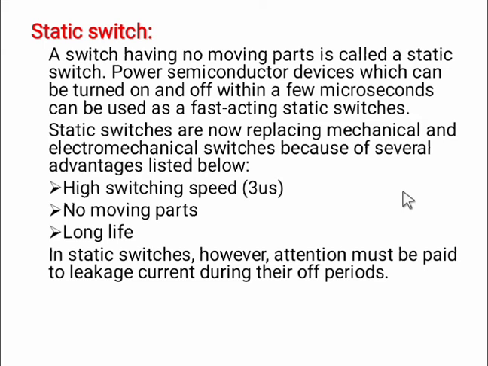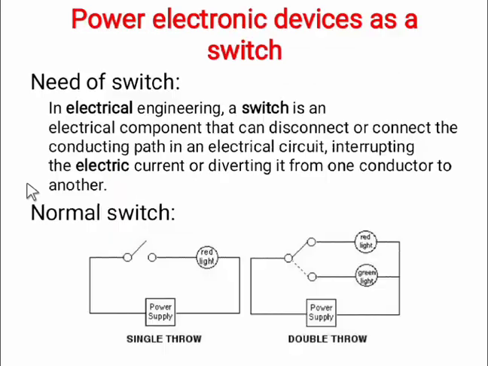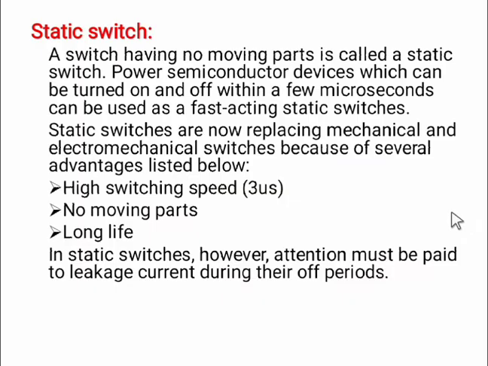And now the static switch. What is a static switch? A switch having no moving parts is called a static switch. Previously we saw these two types of switch, which have moving parts. But in a static switch, power semiconductor devices like BJT, MOSFET, IGBT and SCR are all known as static switches. These power semiconductor devices can turn on and turn off within a few microseconds, so the switching frequency is very high.